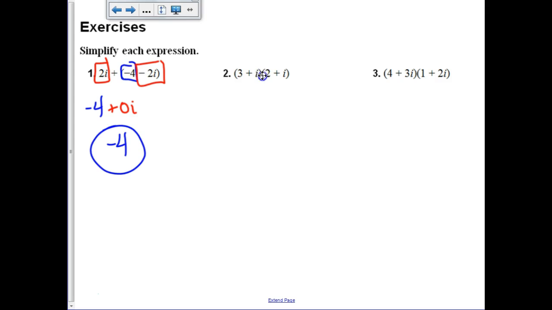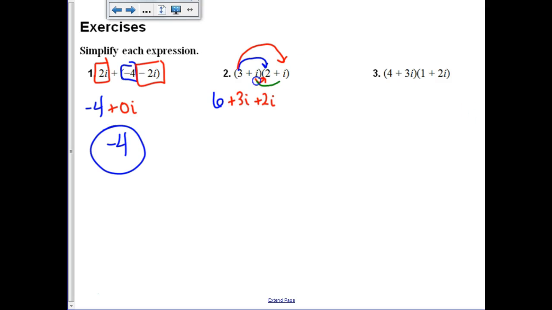This time there's a multiplication problem, because there's no symbol in between, so we assume they mean multiplication. So we're going to start with 3 times 2, which is 6. And then 3 times i is positive 3i. 1i times 2 is positive 2i.